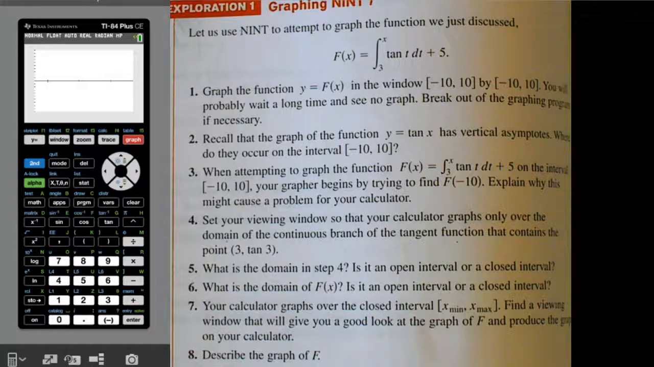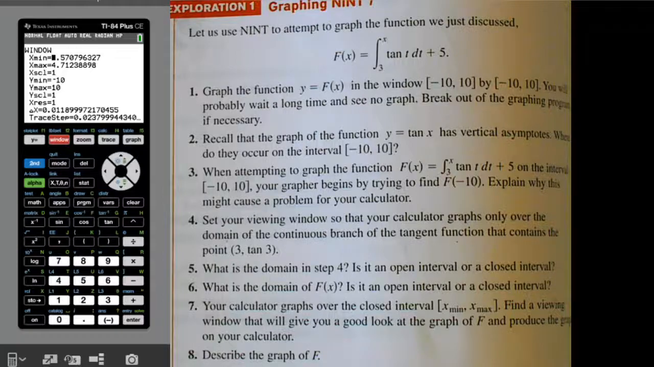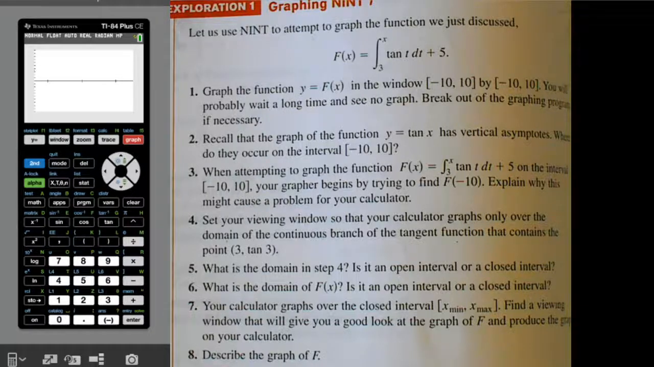Oh man, it still doesn't work. Ugh, we can't do pi over 2 to 3 pi over 2 because we have that discontinuity. Let's try a little bit more than pi over 2. Maybe 1.6. And then a little bit less than 3 pi over 2, 4.7, 4.5. Please work for me.